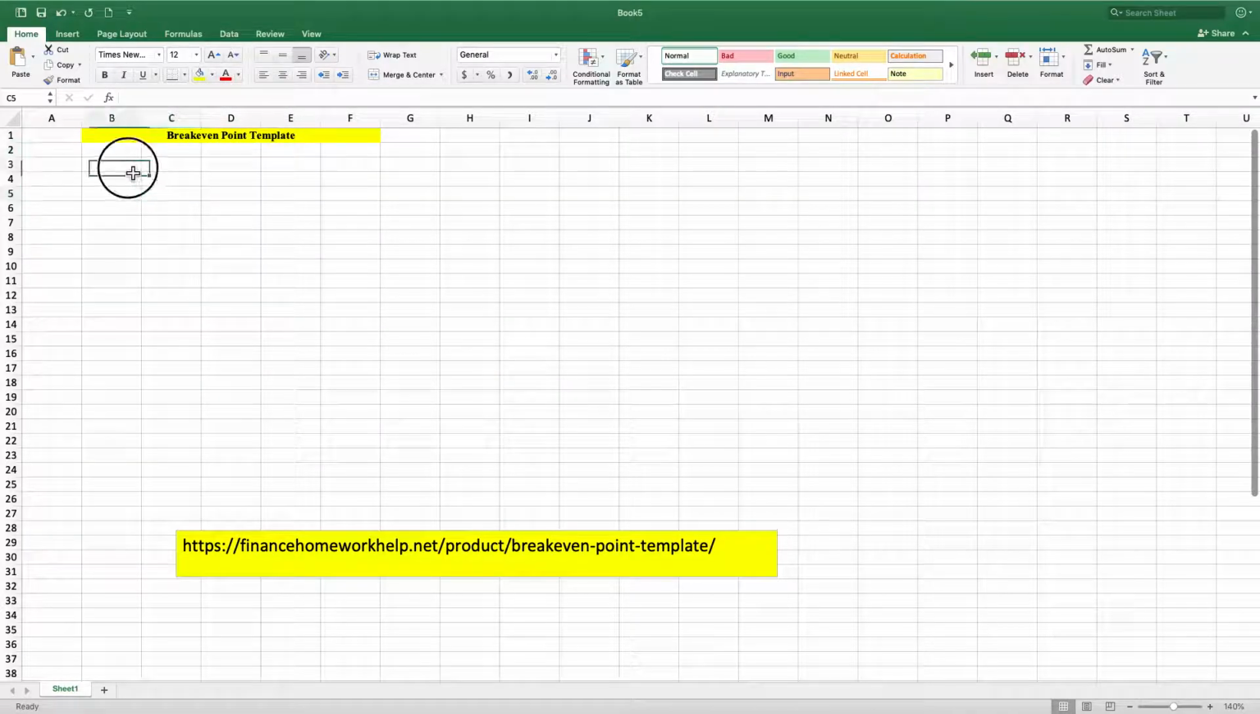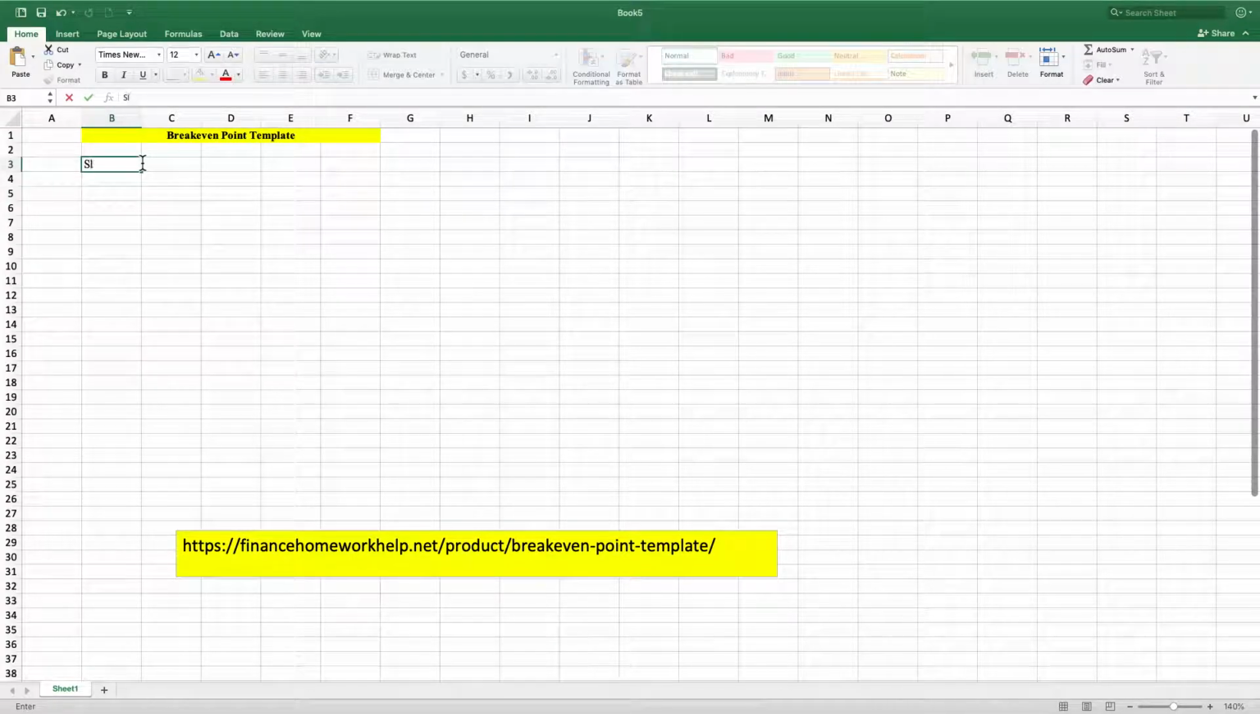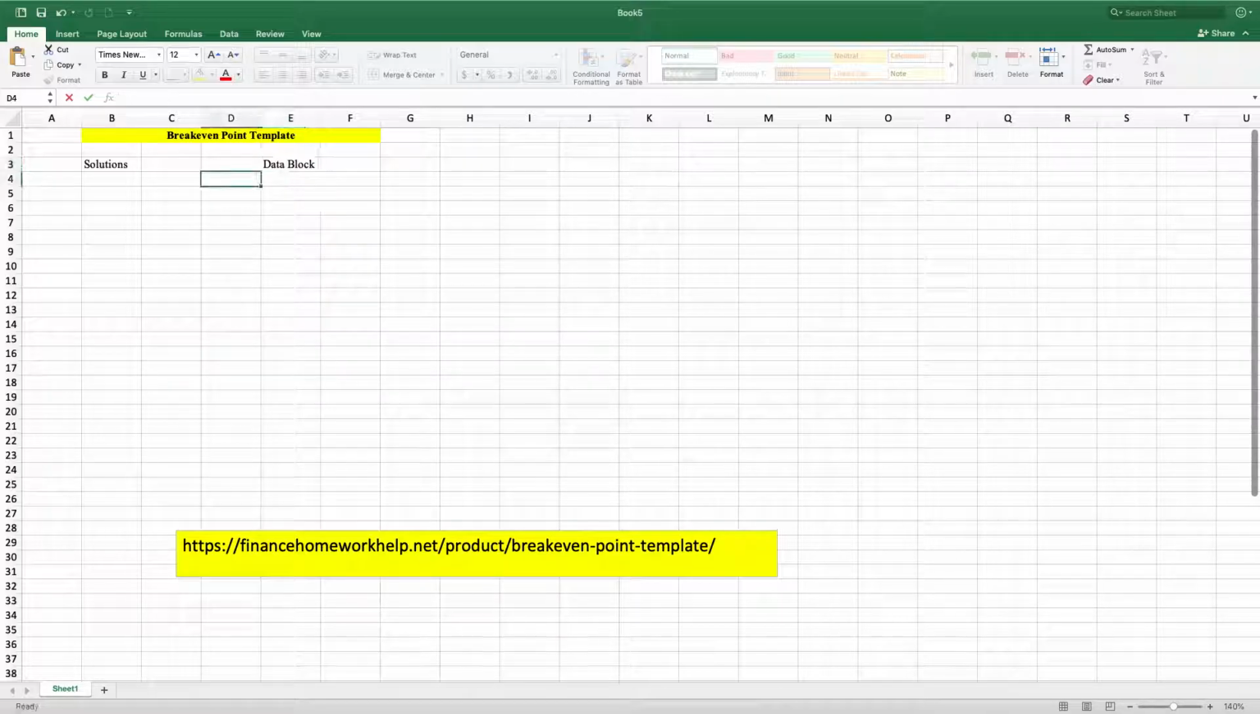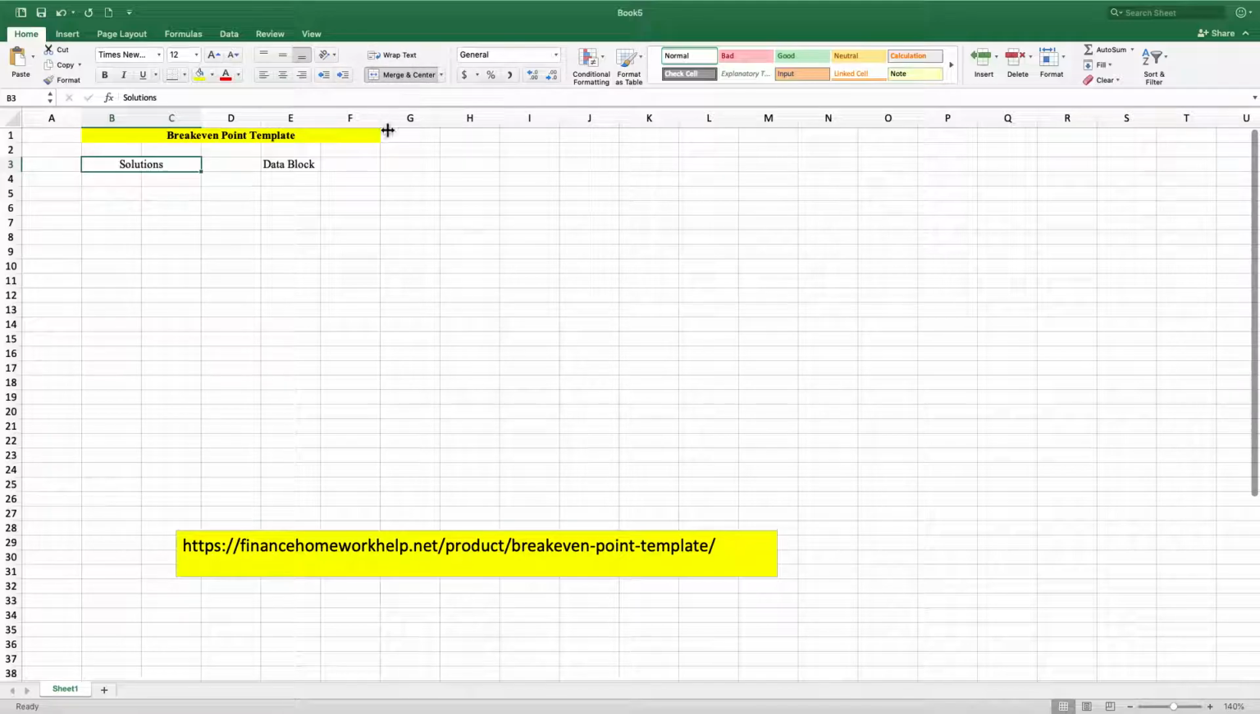So next, this side right here is going to be the solution. And then this side right here is going to be our data block. And for each one of these as well, I'm going to merge the cells, and then I'm going to bold them. And then I'm also going to turn them yellow.